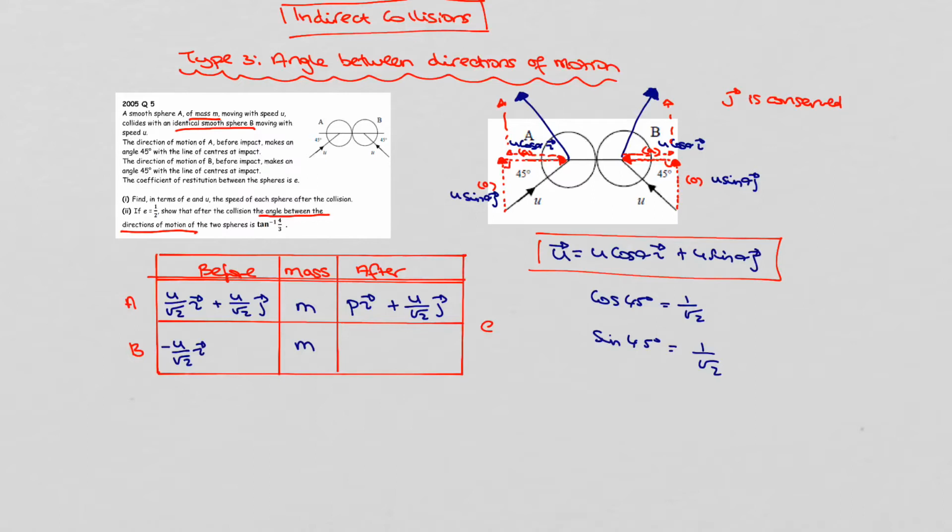So how many of you got that right? Hopefully all of you. And then afterwards for B, we'll have Q, and of course J is conserved, so that's U over √2 for J. Okay, so now we have our table made out. We're going to do our equations. So we'll have the principle of conservation of momentum: m1u1 plus m2u2 is equal to m1v1 plus m2v2.